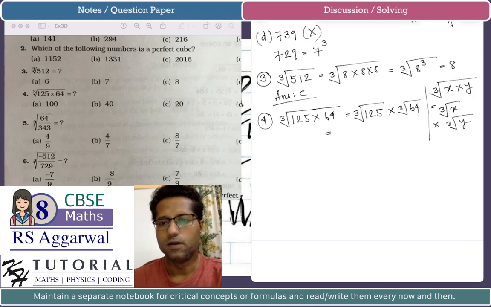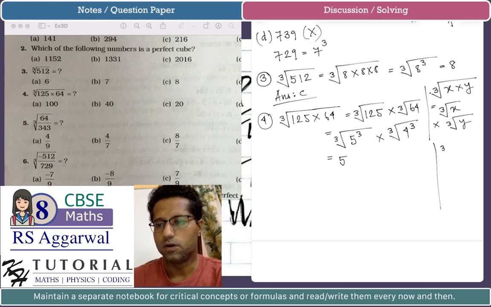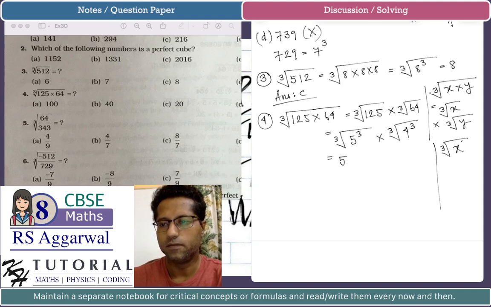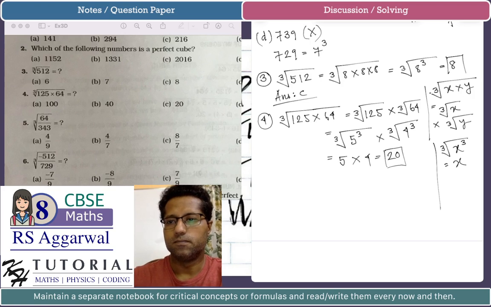We know 125 is 5 cubed, and 64 is 4 cubed. So this is equal to the cube root of 5 cubed, which is 5. Always remember that the cube root of x cubed, where x is some positive number, is always equal to x. And we have 4. So this is equal to 20. So the correct choice is C.